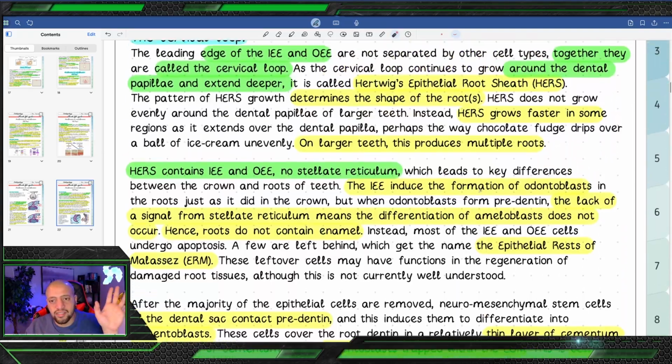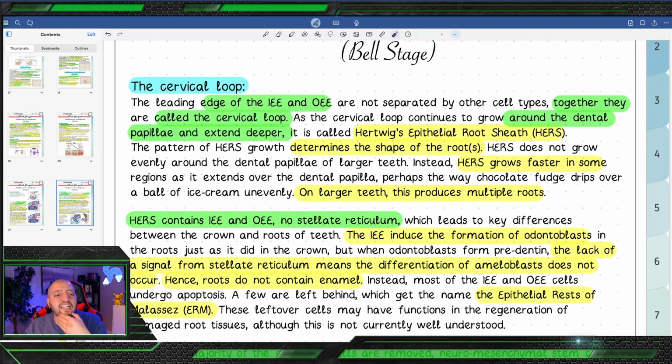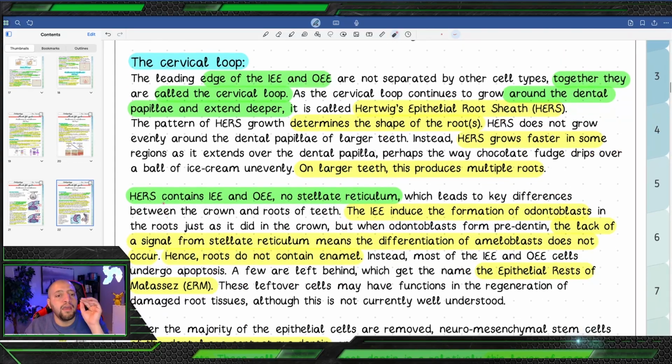Okay, so we have now discussed the root itself. Let's now discuss the problem of no enamel over the root. Hertwig epithelial root sheath contains inner and outer enamel epithelium and no stellate reticulum. If you remember, we said this is the stellate reticulum, with the inner enamel epithelium giving us the pre-ameloblast, and this reciprocal induction gives us the ameloblast, which leads to the key difference between crown and root development.